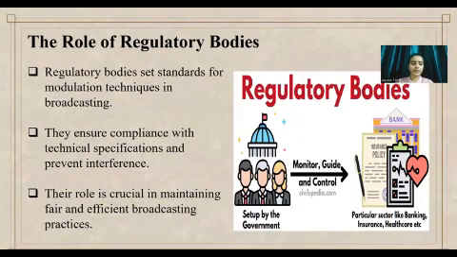The role of regulatory bodies. Regulatory bodies set the standards for modulation techniques in broadcasting, and they ensure compliance with the technical specifications. They also prevent interference. Their role is crucial in maintaining fair and efficient broadcasting practices. That too should be set up by the government. They should be monitored, guided and controlled. Later on, the role of regulatory bodies will take place in particular sectors like banking, insurance, healthcare, etc.